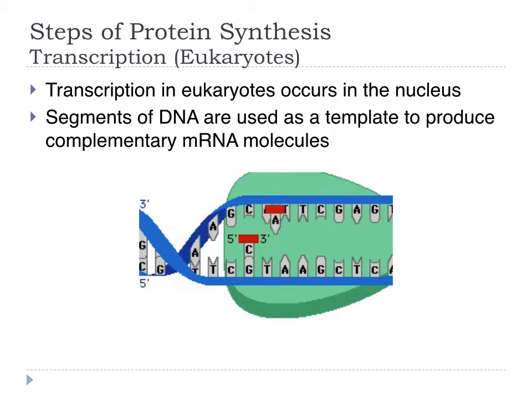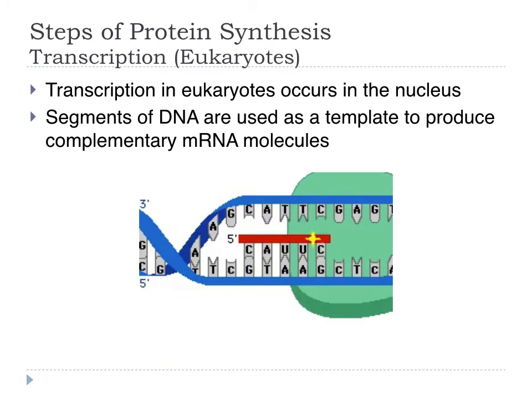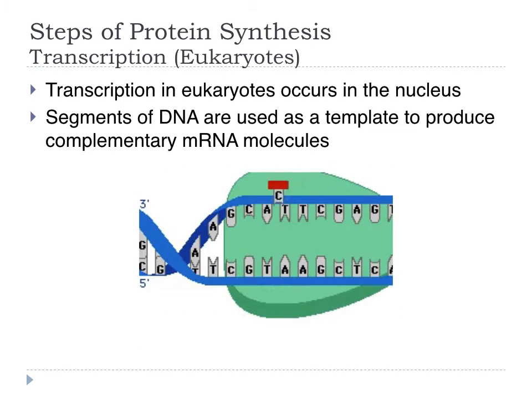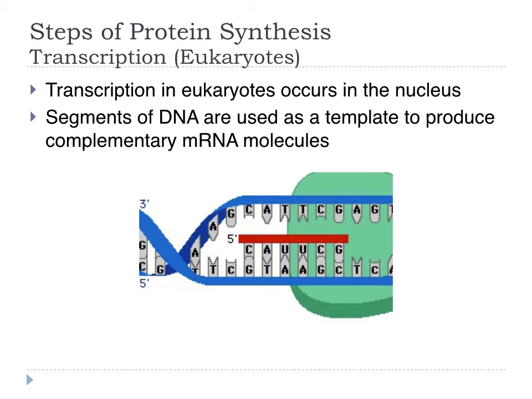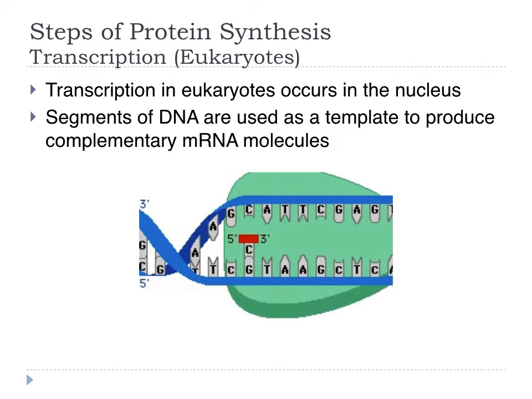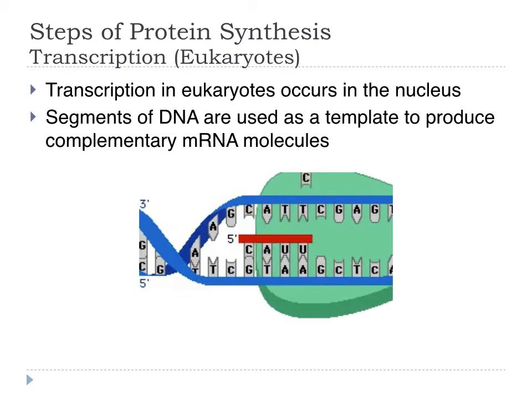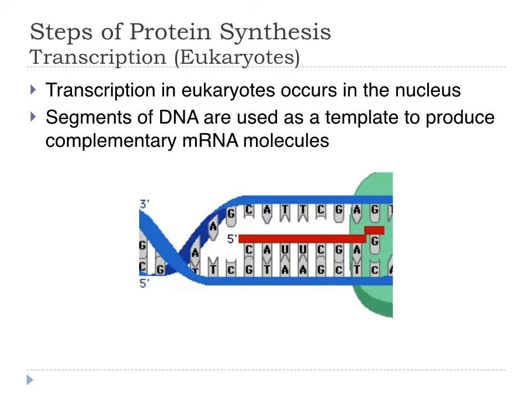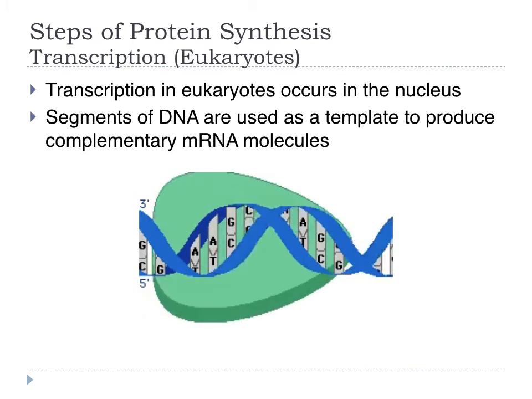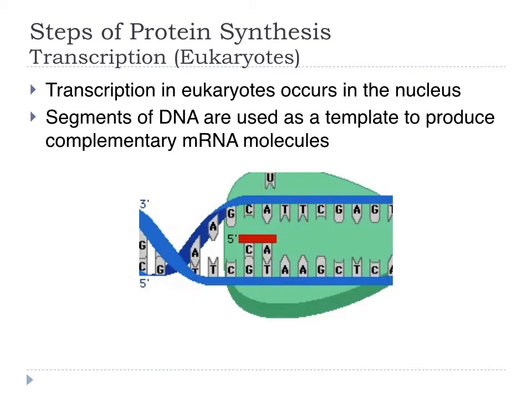So the first step in that process is transcription. Transcription occurs in the nucleus. This is for eukaryotes, obviously, because eukaryotes have a nucleus. The segments of DNA are used as a template to produce the complementary messenger RNA. So you can see that animation at the bottom. The DNA is going to separate. Those complementary bases are going to come in. That messenger RNA is then going to separate from the DNA, leave the nucleus, and go out to the cytoplasm.